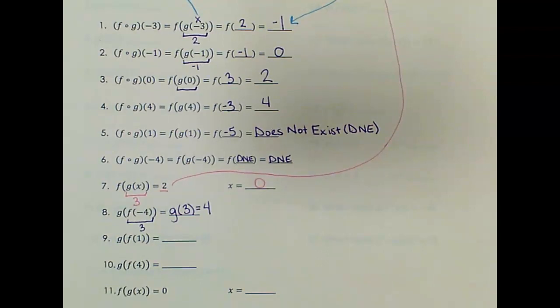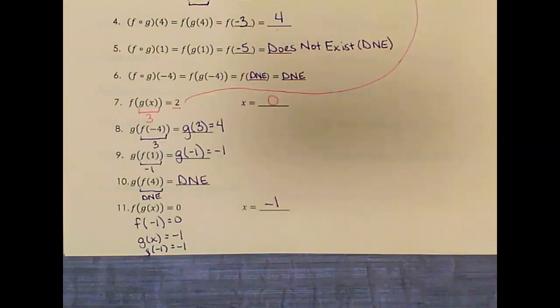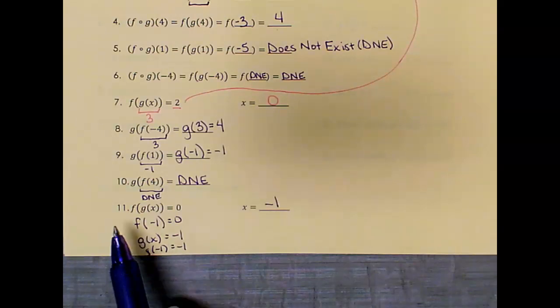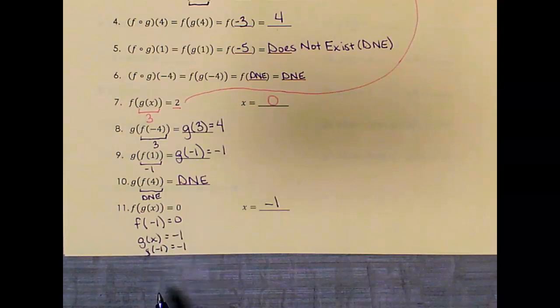So pause your video and try numbers 9, 10, and 11. So check your work for 9, 10, and 11. Number 9, g of f of 1 is equal to -1. Number 10, g of f of 4 does not exist because f of 4 is not defined. And number 11, if you need the x value that makes f of g of x equal to 0, well, f of -1 is equal to 0, and g of -1 is equal to -1. So -1 is your x value.